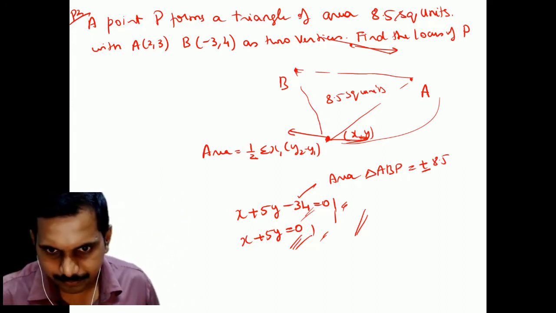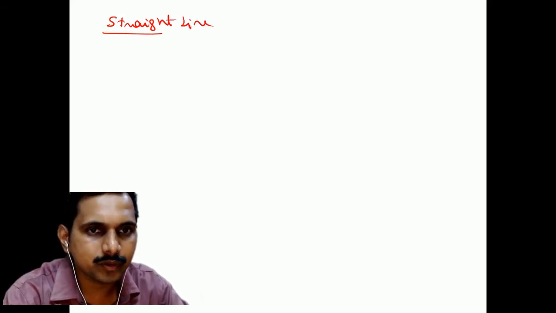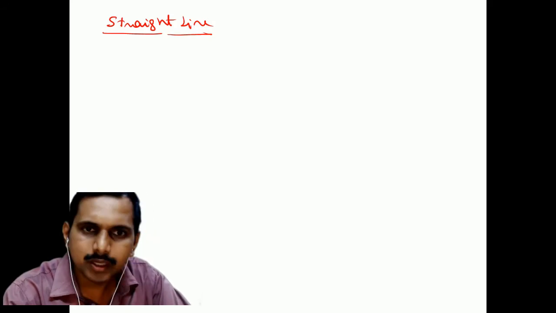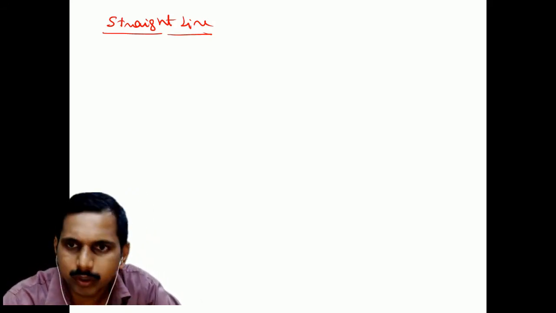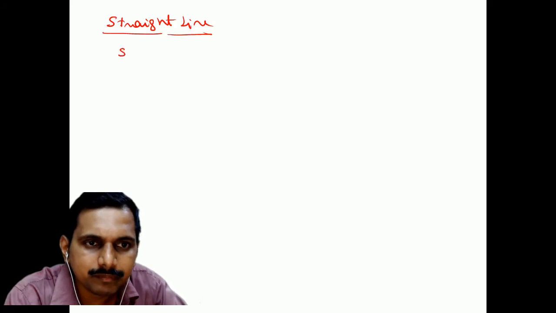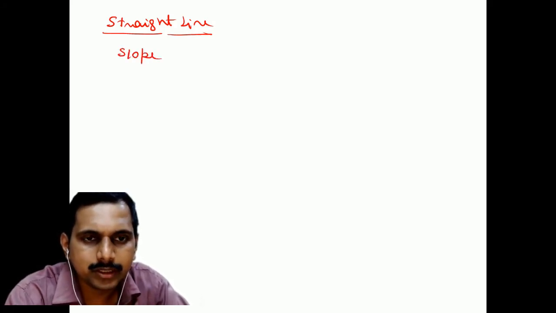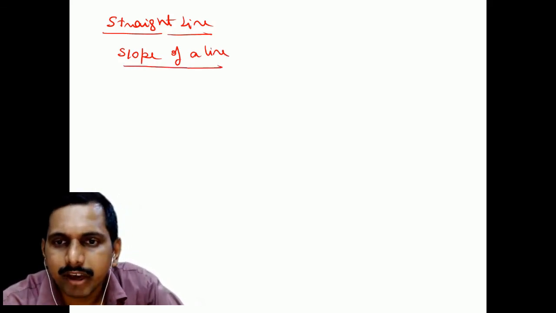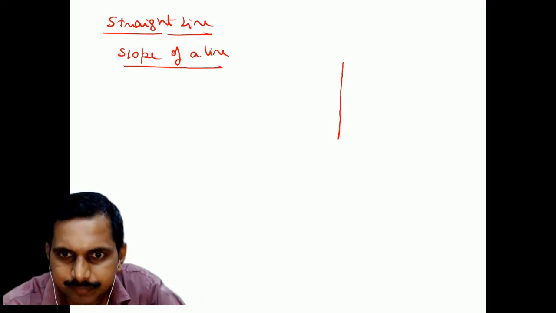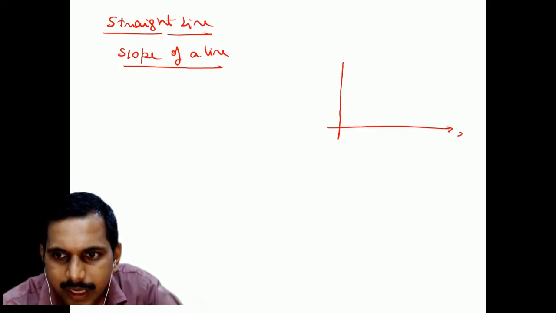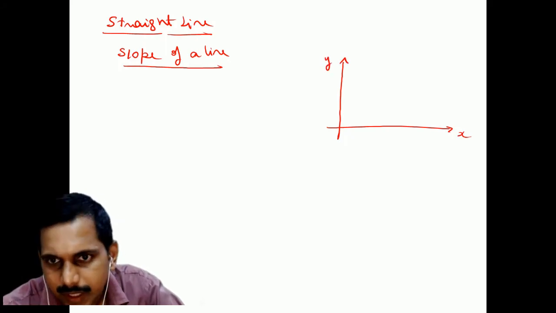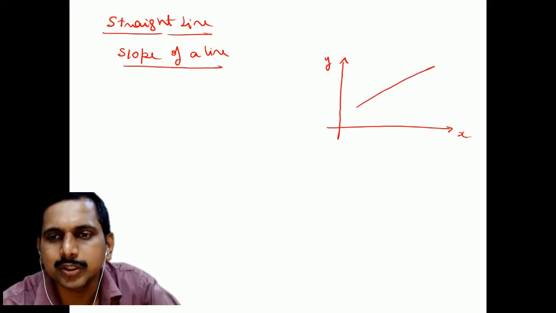Next we will go to lines. Now we will go to straight line. Let us see what is a straight line. First of all, one of the things we need is slope of a line. What do you mean by slope of a line? What is slope of a line? Now if I have x-axis and y-axis and I have a line here, what is the slope of this line?